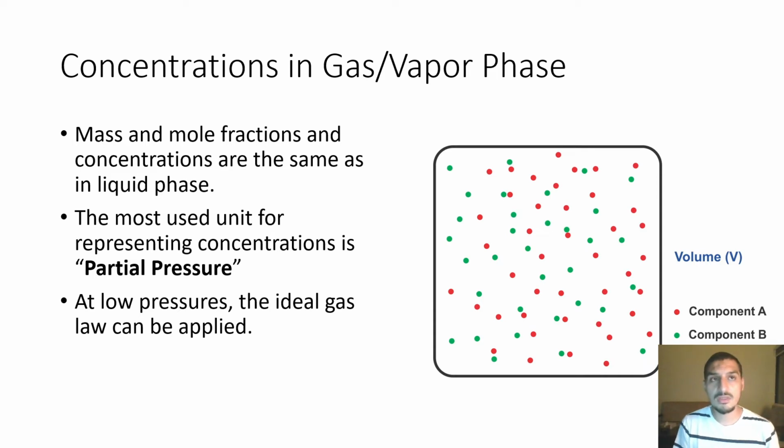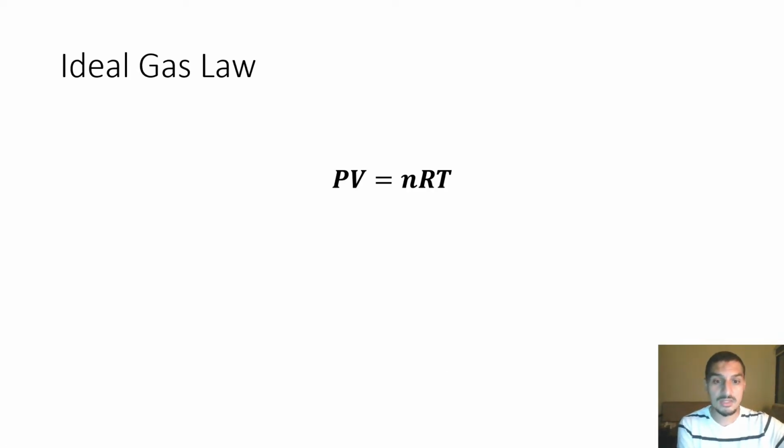So the definition of partial pressure is the pressure of the component if it's kept alone inside the same volume. And it's important to keep in mind that this is the same volume. So it's the pressure if it's occupying the whole volume by itself.